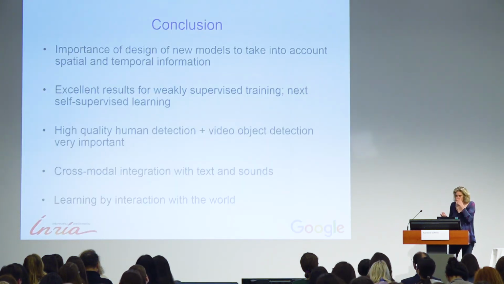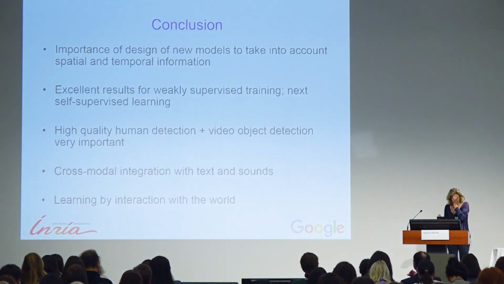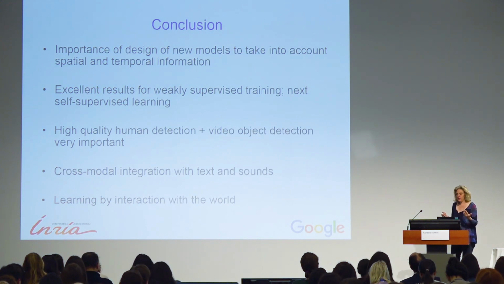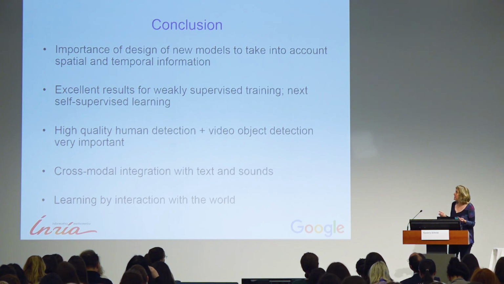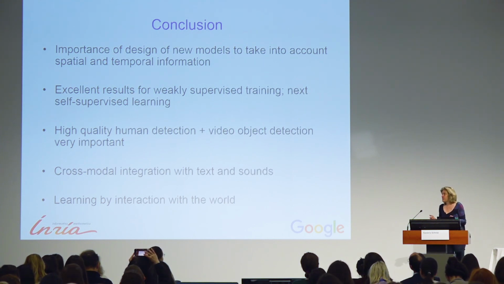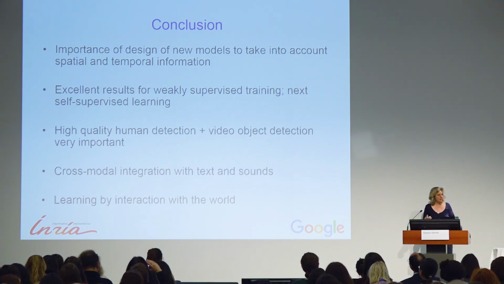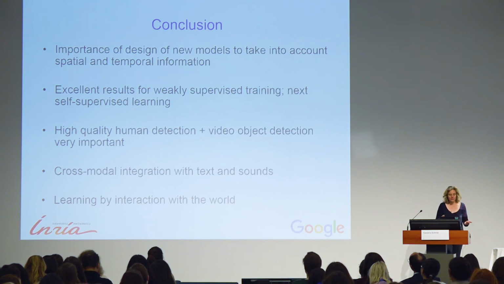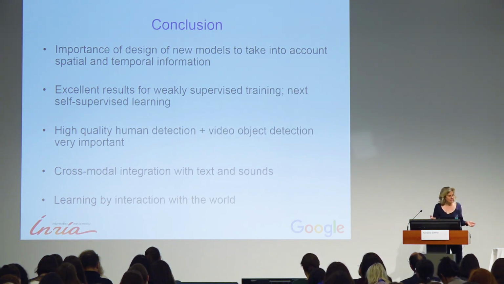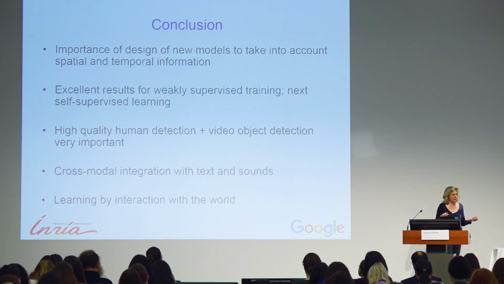Okay, I have 1 minute left. So in conclusion, we've seen that one of the things currently missing is to develop more sophisticated models which take into account the spatial and temporal information. People have looked recently at graph convolution and recurrent models to see how you can take this information into account. And what we found is that it's very important that you have enough training data. If the training data is too small, you cannot really model this very precisely.